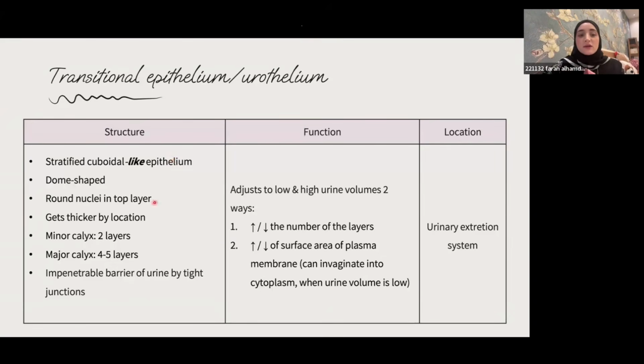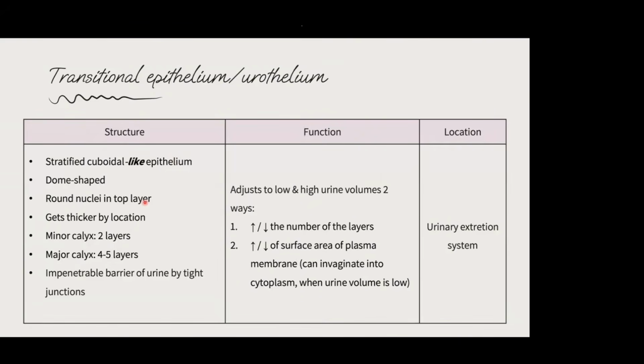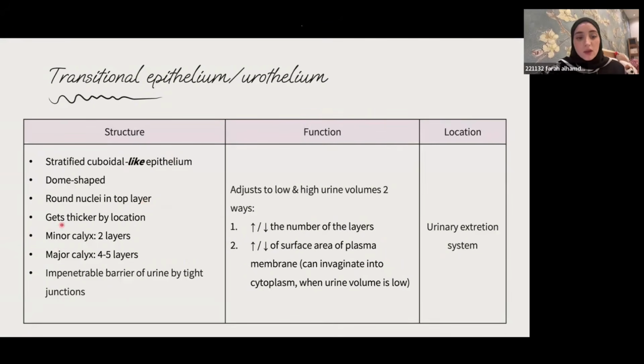Then these have round nuclei in the top layer. That's why they're cuboidal-like, because we classify epithelium as cuboidal, squamous, or columnar based on the layer on the top. If the layer on top is cuboidal, it's cuboidal. If the nuclei are flat, it's squamous, and so on. The minor calyx has 2 layers. The major calyx has 4 to 5 layers. I'll talk about those later.